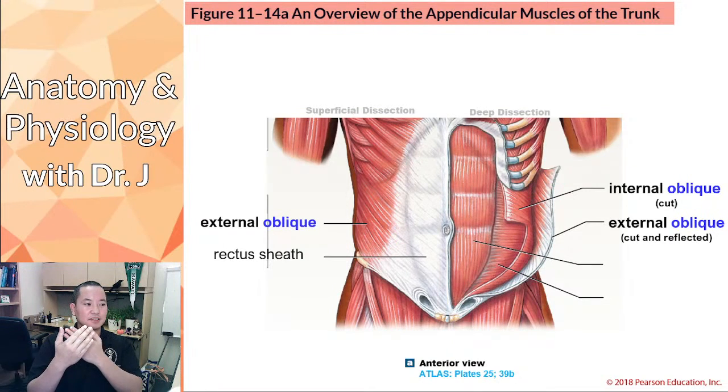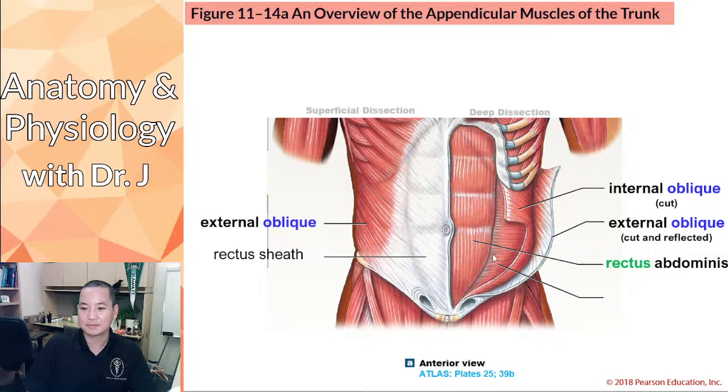And the internal oblique is kind of in the opposite direction. It's crisscrossing, so it's not following the same direction as the external oblique. If this is the external oblique in front here and superficial, the internal oblique is going to be oriented in a different direction. And then the rectus abdominis.